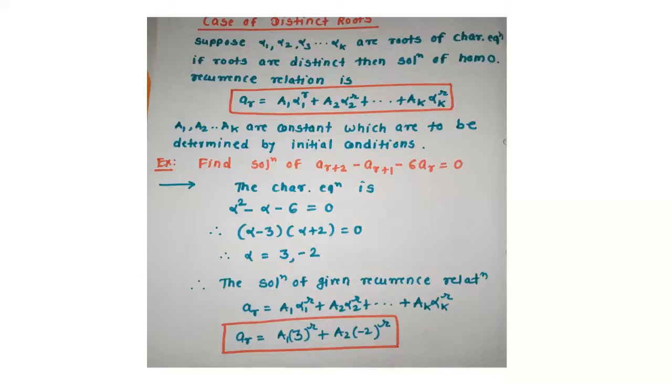So the solution of the given recurrence relation is a_r equal to A1 alpha 1 raised to r plus A2 alpha 2 raised to r. How many values of alpha here? Two, alpha 1 and alpha 2. So A1 times 3 raised to r plus A2 times minus 2 raised to r. This is the solution of the given recurrence relation for this particular equation.